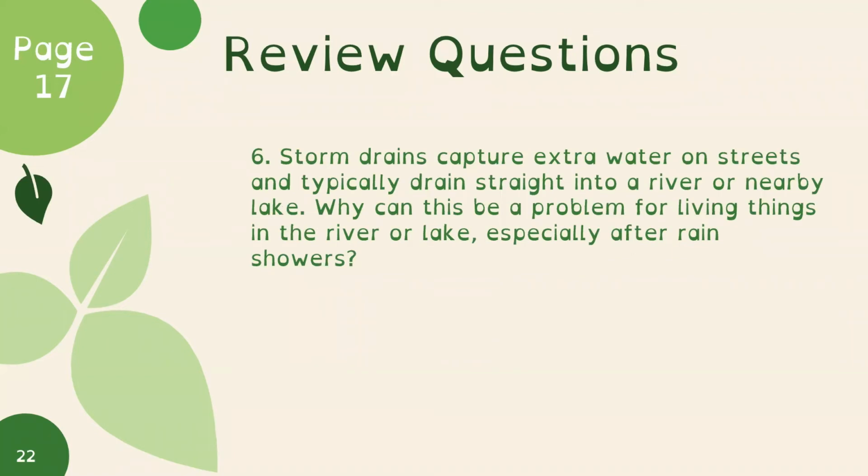Number 6, storm drains capture extra water on streets and typically drain straight into a river or nearby lake. Why can this be a problem for living things in the river or lake, especially after rain showers?